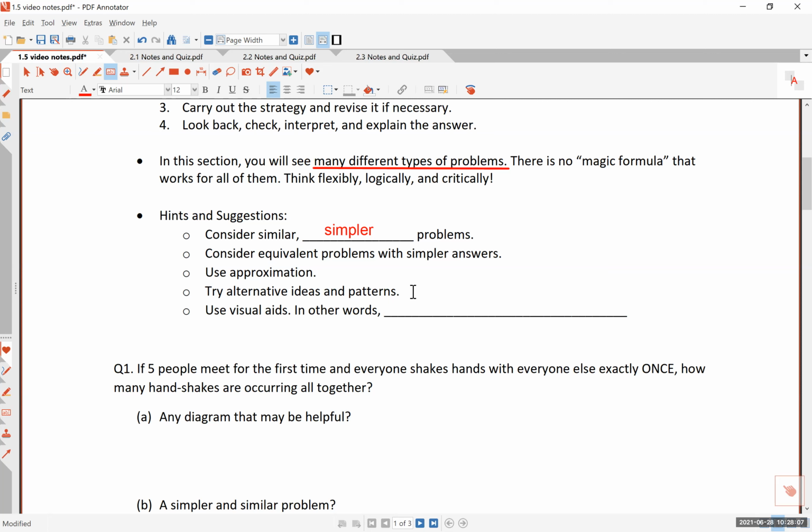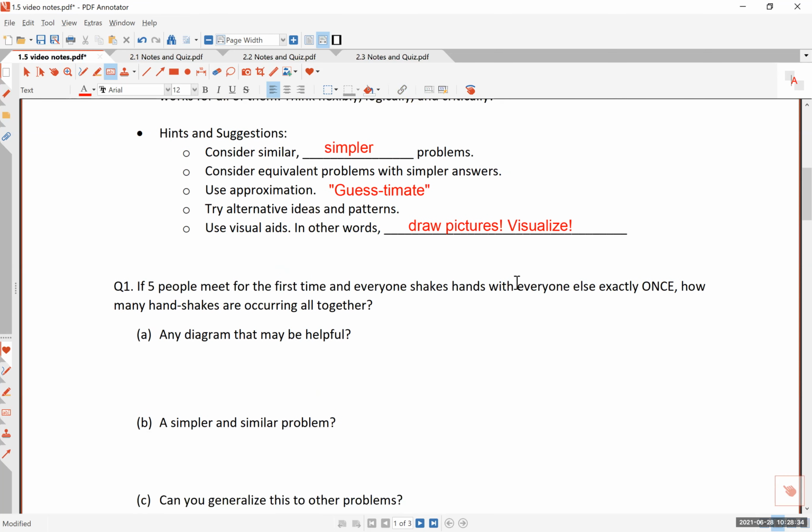Okay. The last one, use visual aids. What are we talking about? In other words, draw pictures, visualize. Okay, because many times visualization really helps us think. Okay, so I should go back to this approximation. Sometimes it's called guesstimate, estimate, but with intelligent guess. So guesstimate is the word we sometimes use.